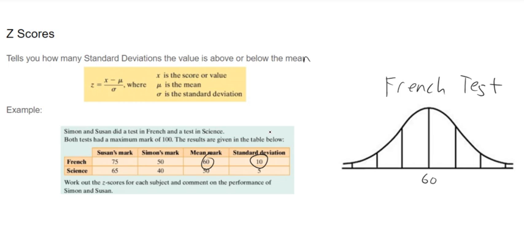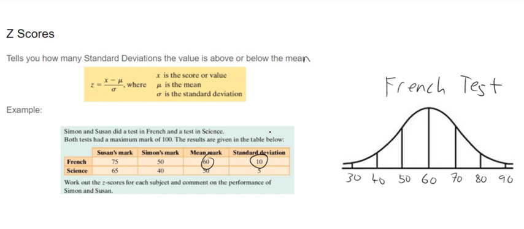A standard deviation is always just going to be how much each one jumps by. So it's going to be 70 there. So 60 plus 10 is 70. Then 80, then 90. And then 10 away from 60 is 50. And then 40, and then 30.